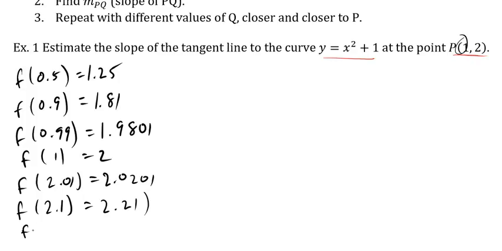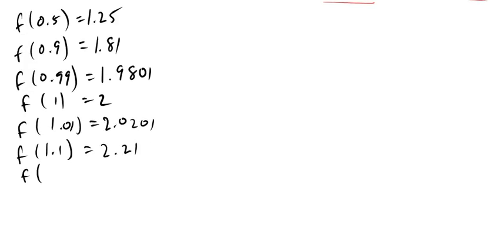And f at, sorry, why did I pick 2? Those should be 1s. 1.1, that makes more sense. And then f at 1.5.